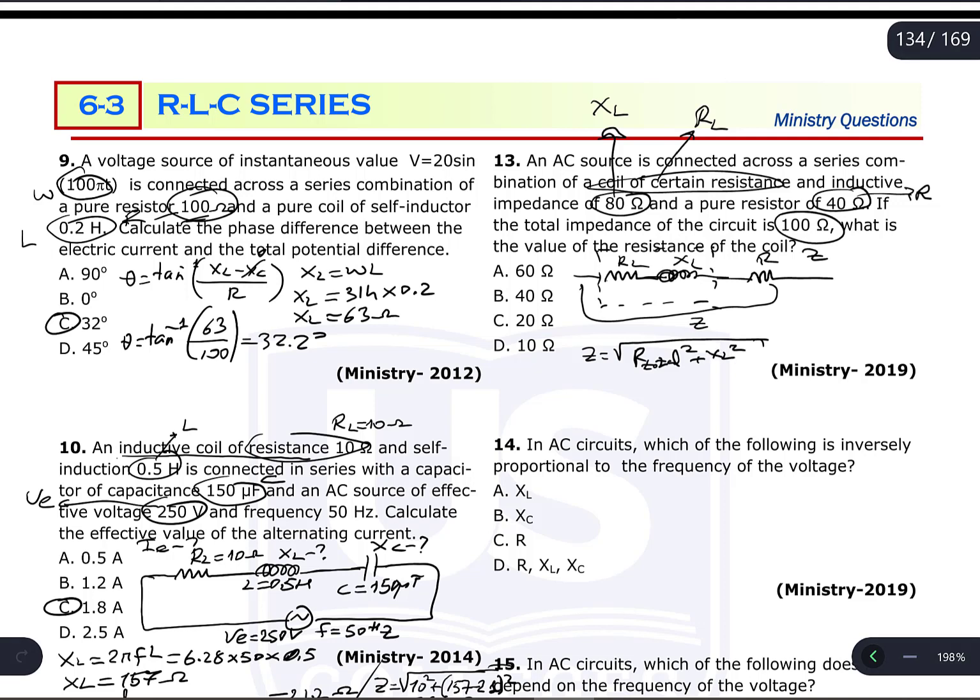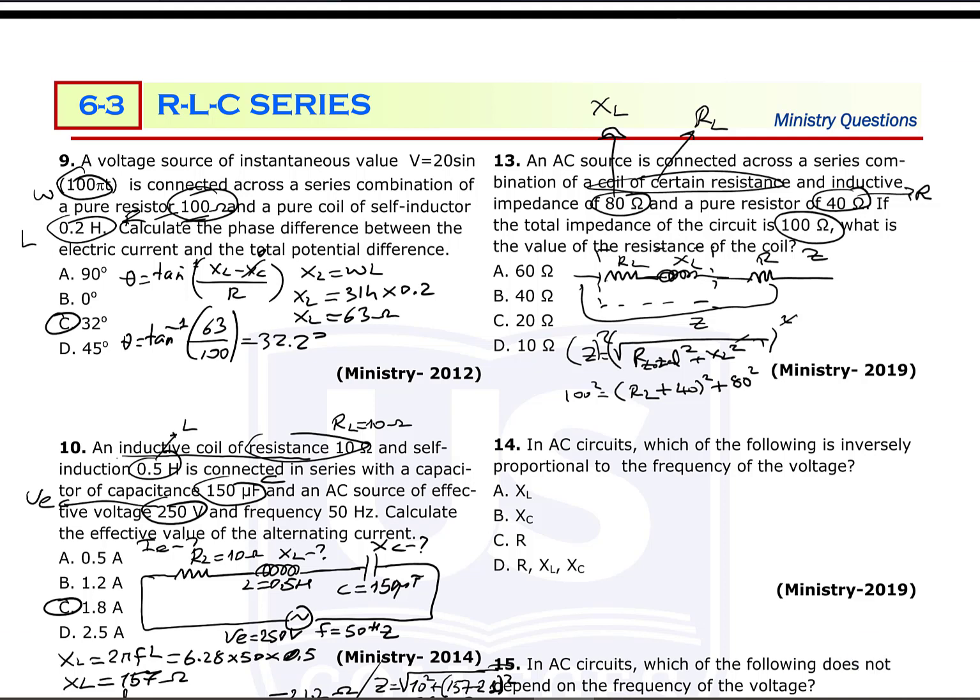As Z is given 25. If I square both sides, I can remove the root. So Z squared, which is 100 squared, is equal to, if I remove the root, R total squared. R total is what? RL, which is unknown, that I'm going to find, plus resistance of the other connected resistor, which is given in the question as 40, squared, plus XL squared. XL is 80 squared.